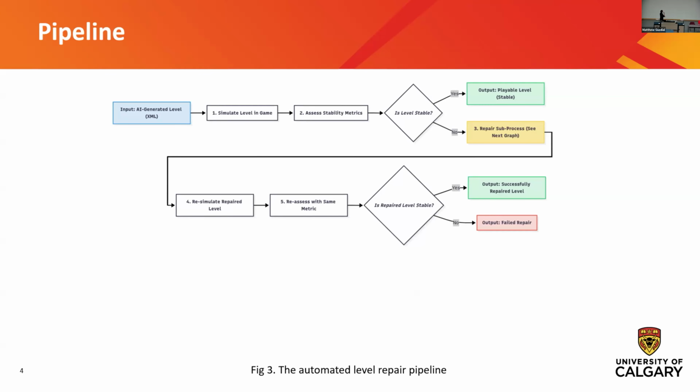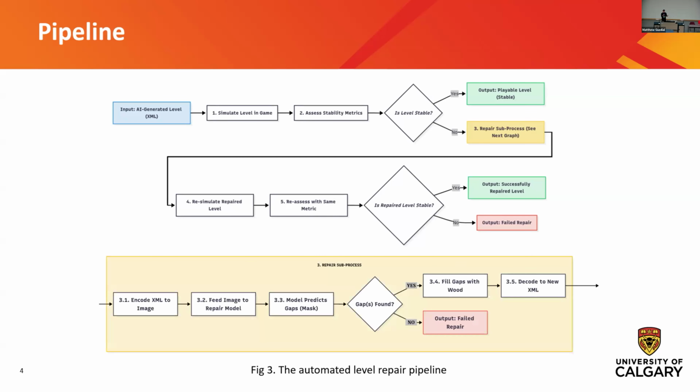We first gave it an AI-generated level. After that, we simulate the level in the game based on our own evaluation metrics to see if the level is stable or not. If the level is not stable, we use our model: we first encode the XML to an image, and after that feed the image to our repair model. The model tries to find the gaps in the level, and then tries to fill the gaps with our default material. Here, the default material was wood. If the model is able to find any gaps and fix them, then the repair was successful. If not, we just consider it a failed repair.